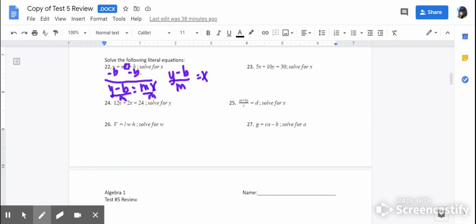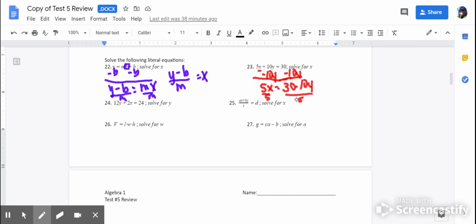Number 23, we're solving for x, which means the 10y needs to be moved first. It's being added, so we're going to use the opposite operation. So we subtract 10y from each side. We get 5x equals 30 minus 10y. Remember, the 30 does not have a y, so we cannot subtract the 10 from the 30. And then at this step, we want to divide everything by 5.